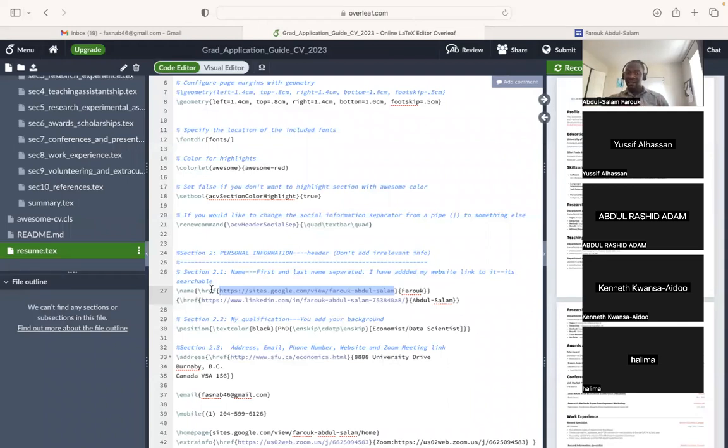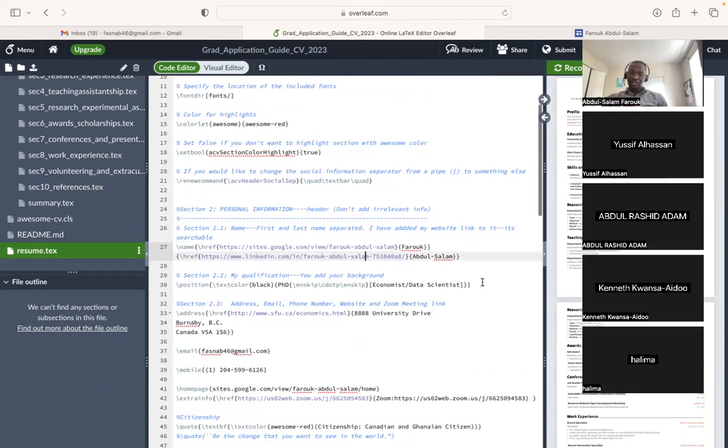If you have a LinkedIn account, you can replace this link with your LinkedIn account link. Here you can see that I've provided my LinkedIn account, so you can go ahead and replace this link with your own LinkedIn account. You can do the same thing here. You replace this link with your LinkedIn account, okay? Very simple. You only change two things here, your name and then the link. You change your surname and then the link. You don't touch in here.